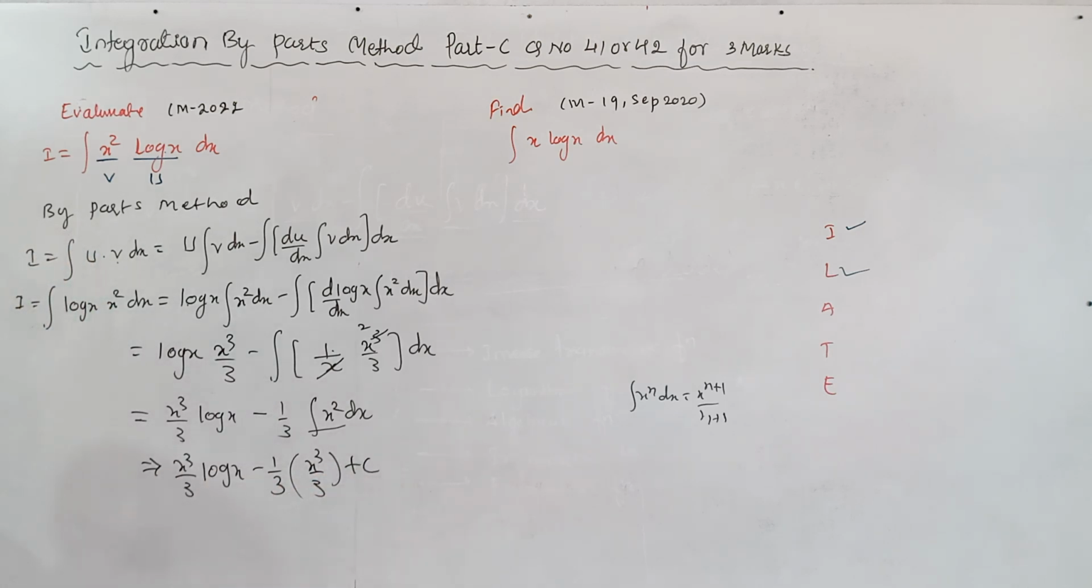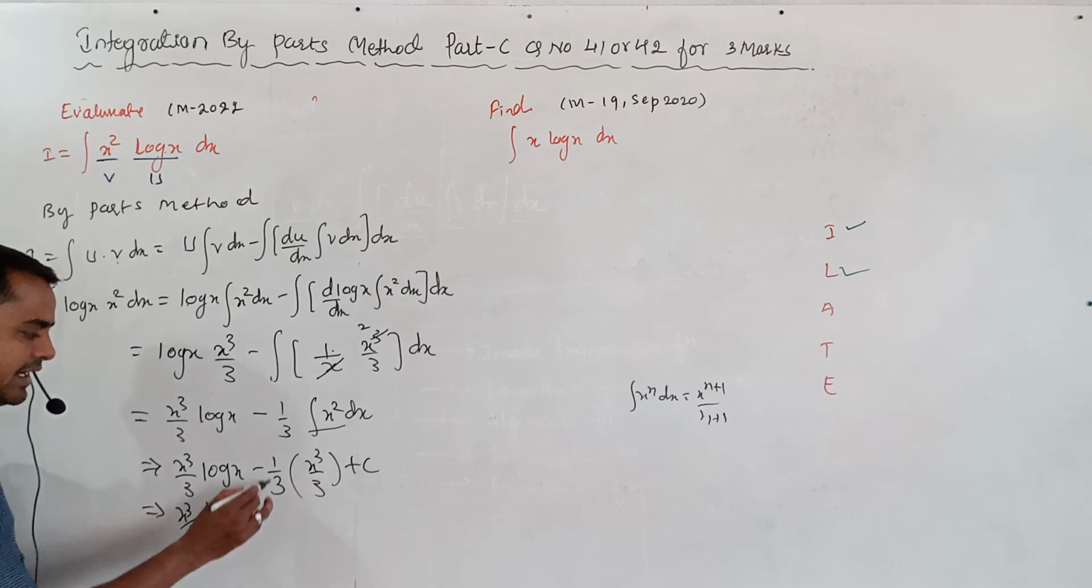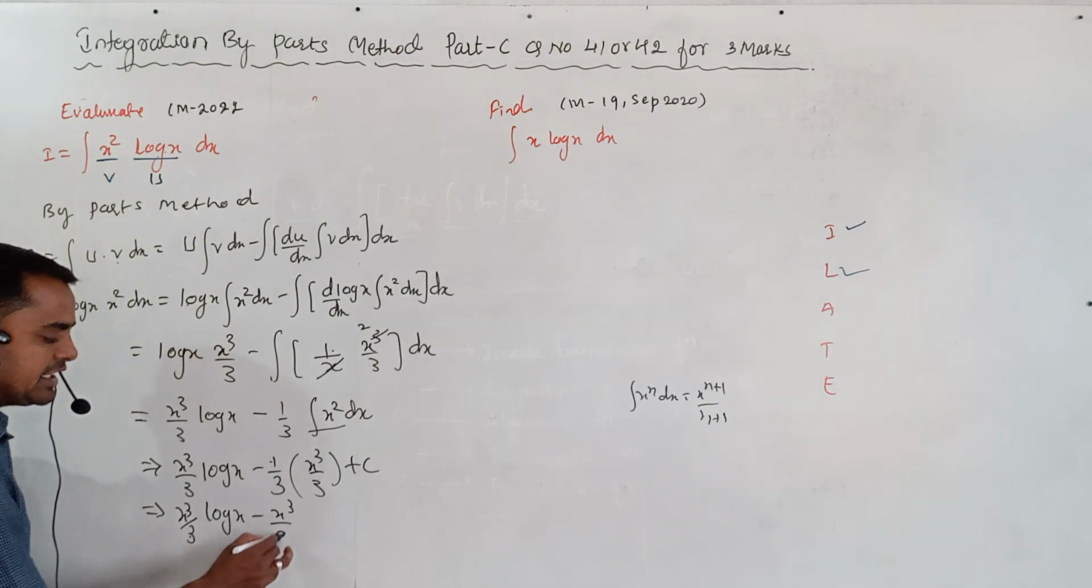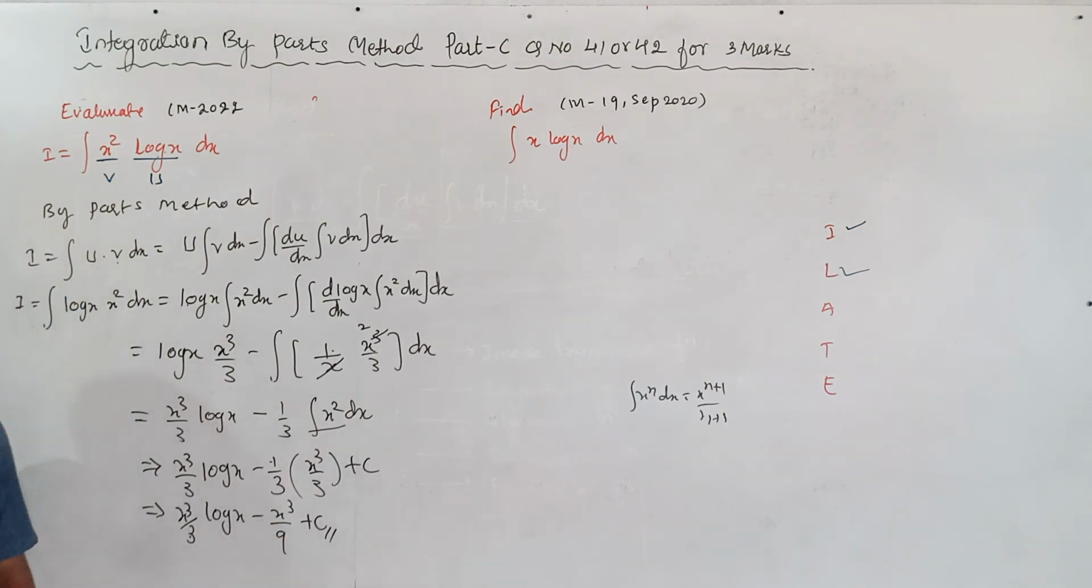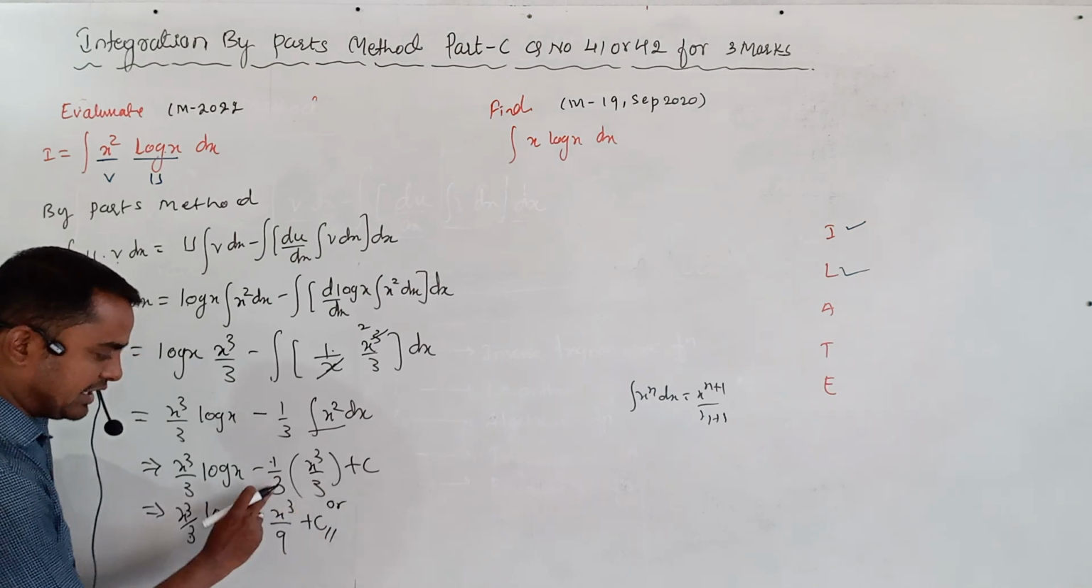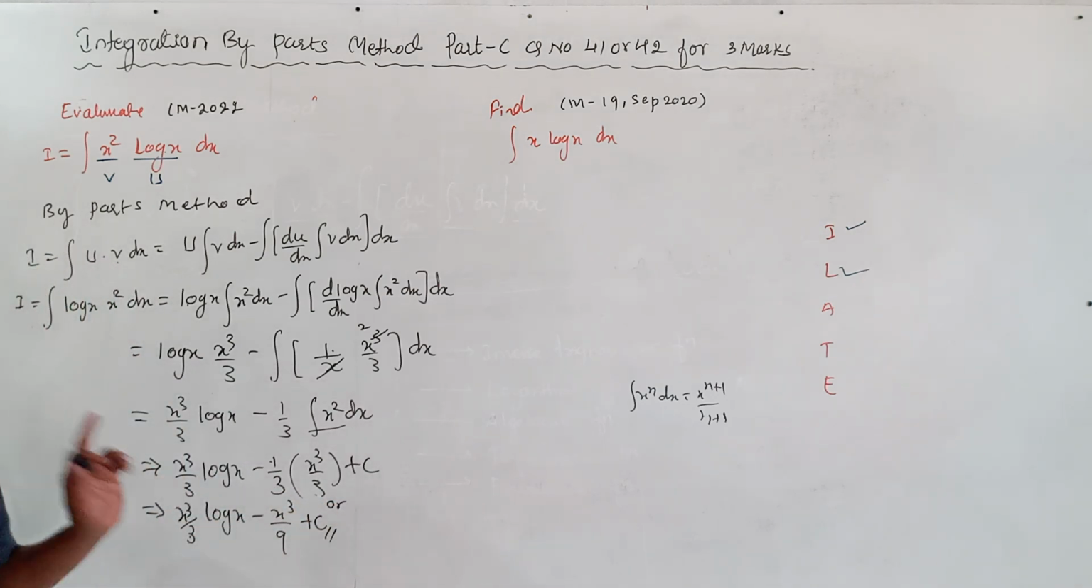3 2s are 6. Last step: x cube by 3 log x minus 1 into x square, 3 2s are 6, plus c. So this is the final answer. Yes. All of you getting it or not? It's very simple. We just have to write the things according to the rule. Or you can write here also plus c. It is enough, or you can write this step also.